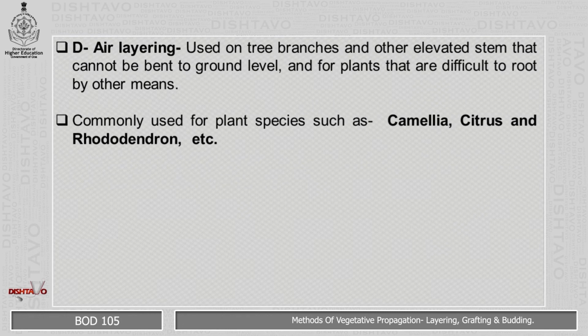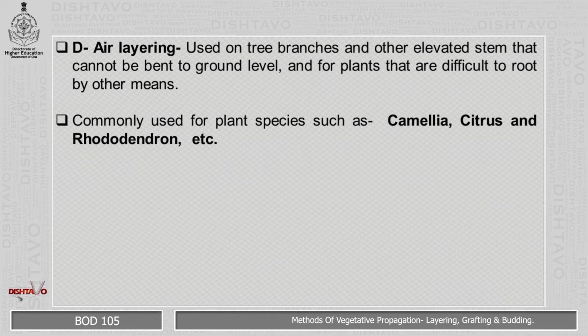Next, we have air layering. This is used on tree branches and other elevated stems where you cannot bend the stem to the ground level. Only for such kinds of plants, this is done.